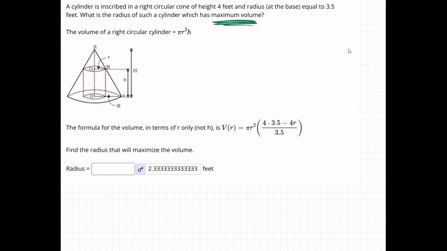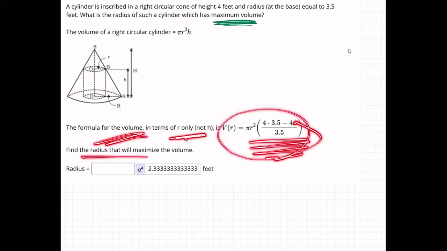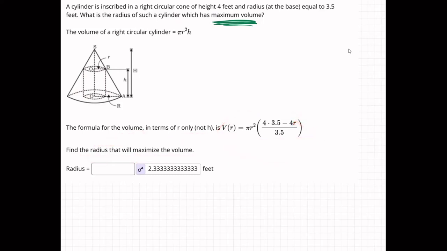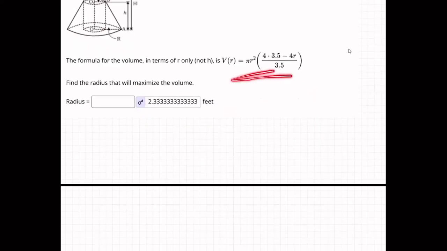All right. So how do they go about doing that? Well, we already did the setup on another problem. We've got the formula for the volume in terms of r only, not h, right there. So we've already got that. We just need to maximize that volume formula. And so how do we do that? Well, you know how to maximize it. You take the derivative.